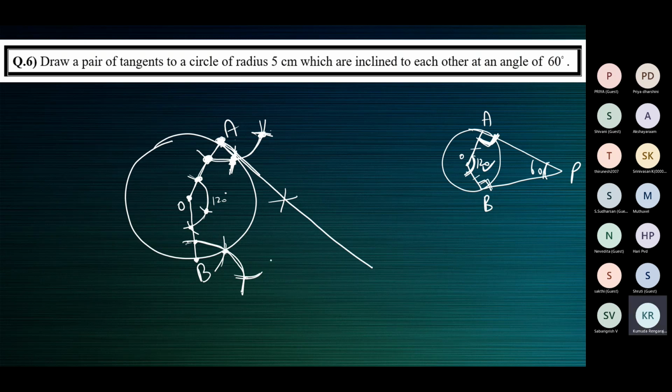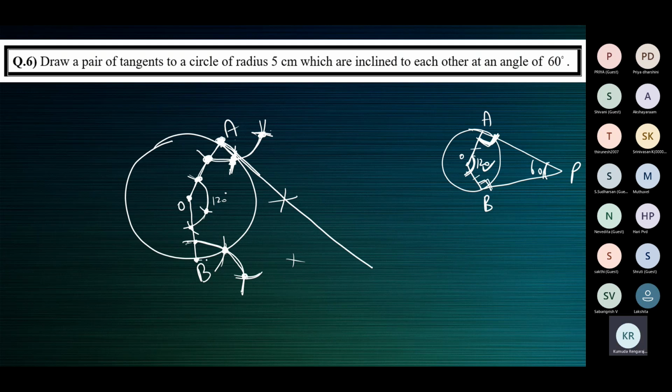Now you can change the radius. With 60 degrees and 120 degrees points as centers and a convenient radius, draw these two arcs like this, and this is 90. This is 90. Now we have made 120 here, 90 here, and 90 here. So by the angle sum property in the quadrilateral, this will be 60 degrees. So the two tangents will be inclined to each other at an angle of 60 degrees.